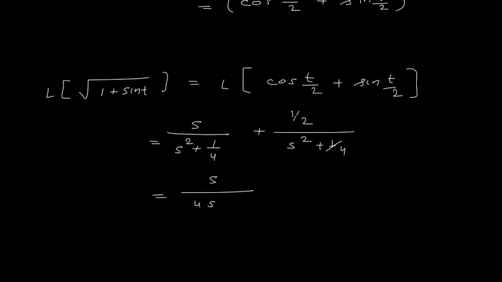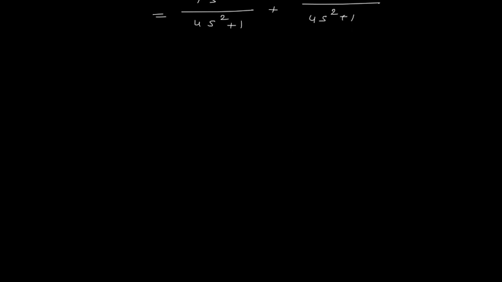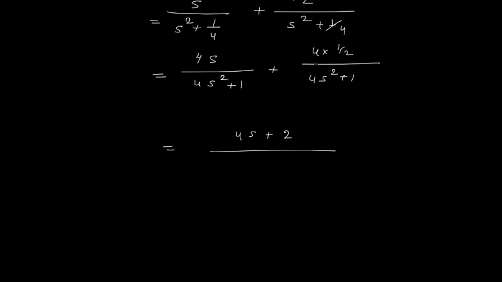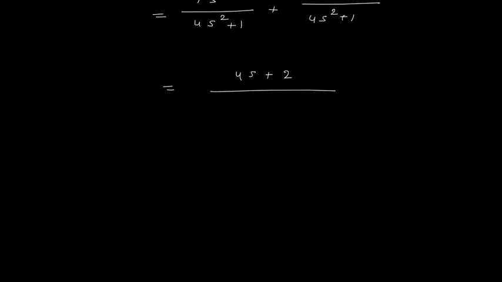4s square plus 1 whole divided by 4, that will go on top, plus here in the same way 4 into 1 by 2 upon 4s square plus 1. So as the denominator is the same, we will write the denominator once, so it is 4s plus 2, 4 into 1 by 2 is 2 upon 4s square plus 1. This is the value of Laplace of root of 1 plus sin t.